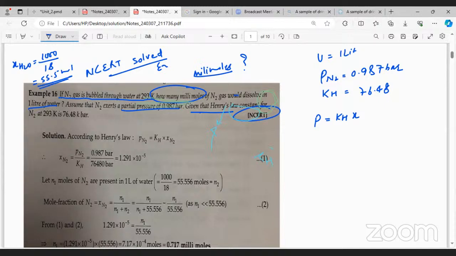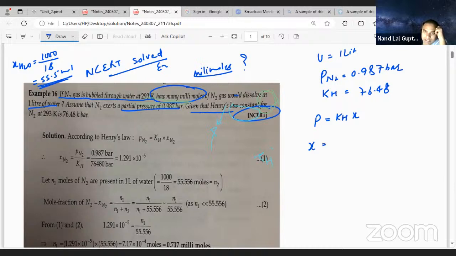So here what we can do, first you write x is equal to Pn2 upon KH. The Pn2 value there is 0.987, divided by the KH value they have given in kilobar, 6.48 into 10 power minus 3. Kilobar means plus 3, not minus 3. We are converting into bar. Now if you solve this, how much is coming? 1.291 into 10 power minus 5.